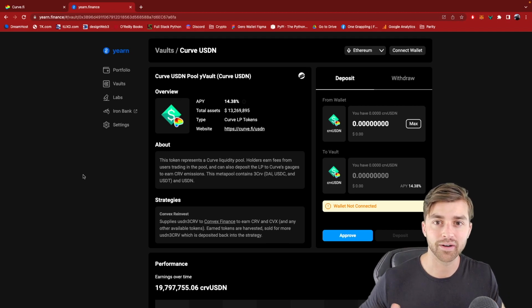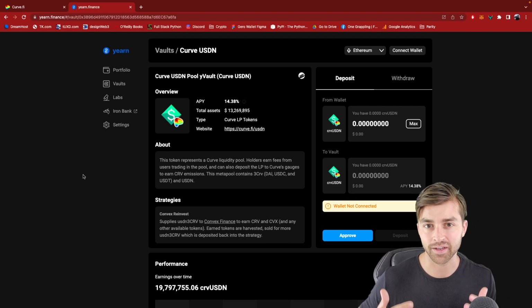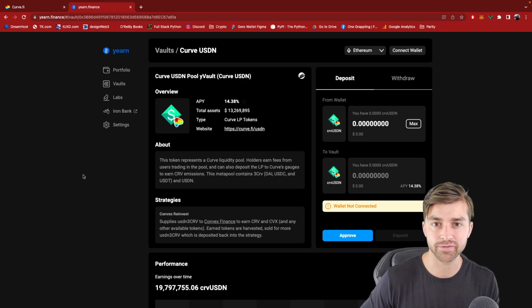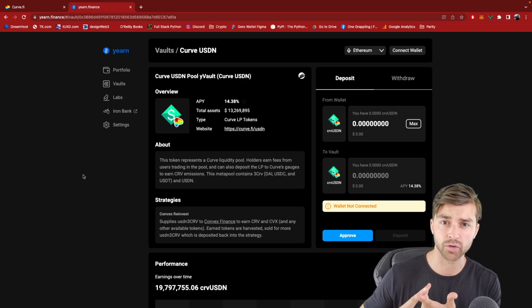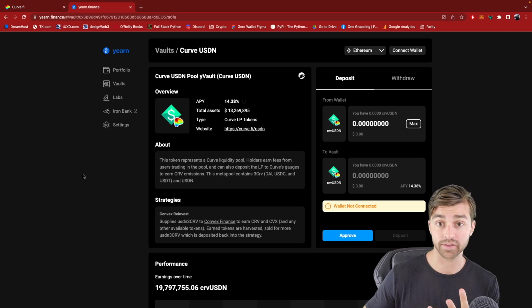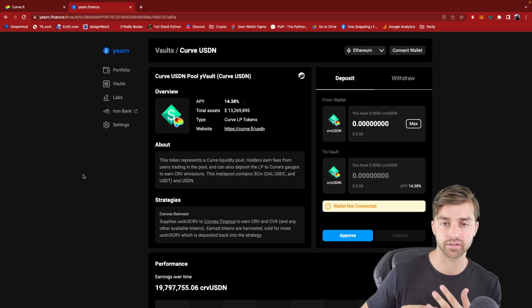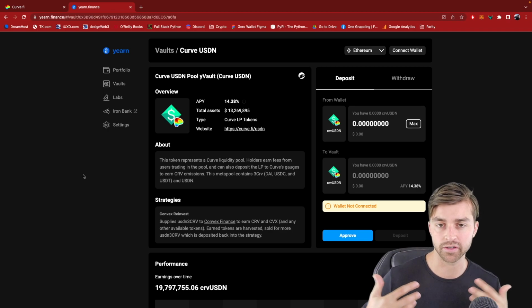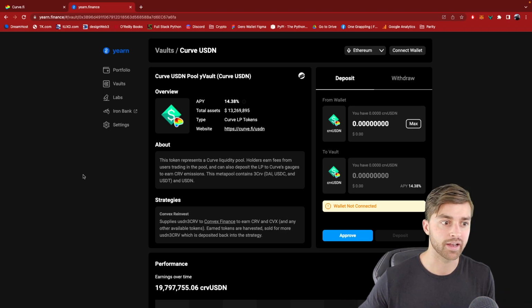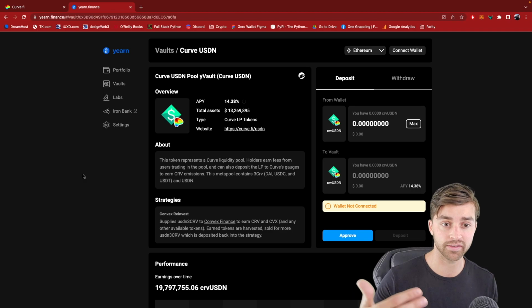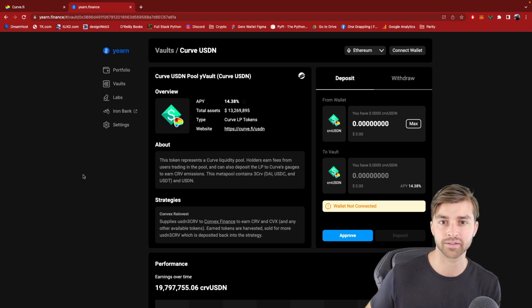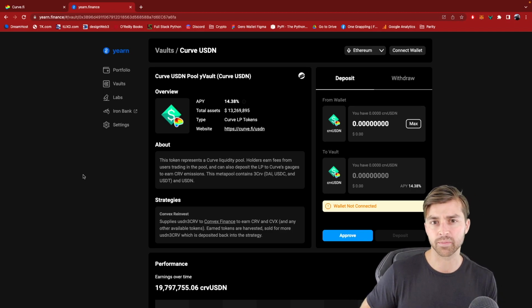Cool, so far I've told you many different earning opportunities within DeFi. You can become a liquidity provider, you can lend your crypto, you can stake your crypto and participate in liquidity mining programs. And then also you can deposit your crypto into these yield aggregator vaults and passively earn yield in that way.